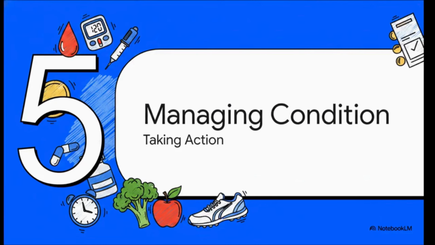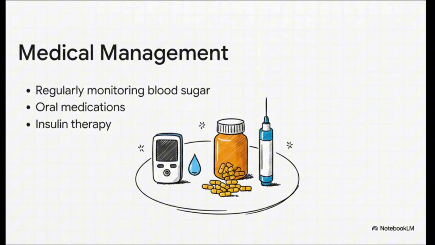Now, let's talk about managing the condition. Diabetes management involves several approaches. First, regular monitoring of blood sugar levels. This is critical because knowing whether blood sugar is too high helps prevent those complications we talked about earlier. It's also important for patients on insulin since they are at risk for hypoglycemia, and monitoring helps guide when insulin should be given.